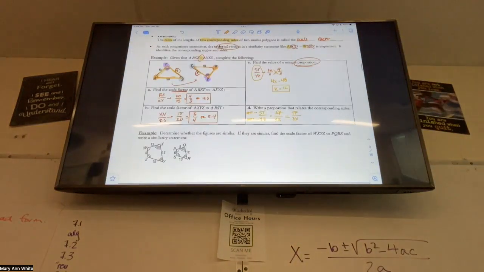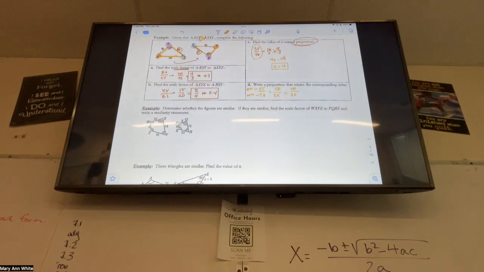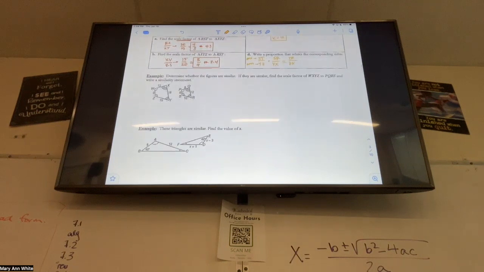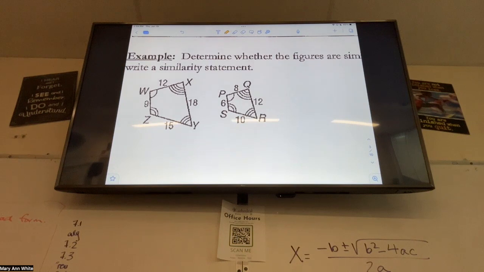All right, next problem, it says determine whether the figures are similar. We do not know that they're similar here, but we're going to find out. What's one thing that's going to be true if they are similar? Okay, all the angles are the same. Let's see if all the angles match up. Does W have a pair it matches up with?